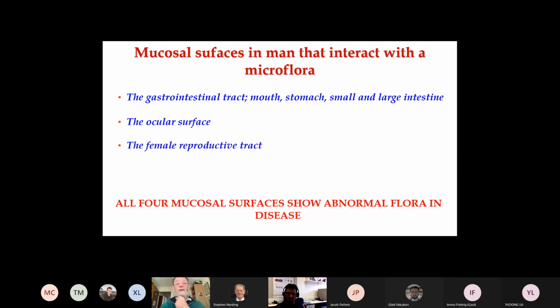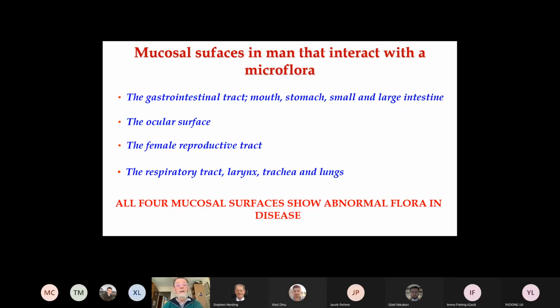All right, that's it. So I'm going to talk today about 4 different mucosal surfaces. Of course, there are many more in the human body, but these are ones that I've chosen to give an example. The point at the bottom that you'll see is that all of these 4 mucosal surfaces show an abnormal microflora in disease, and I'll check that as we go along.